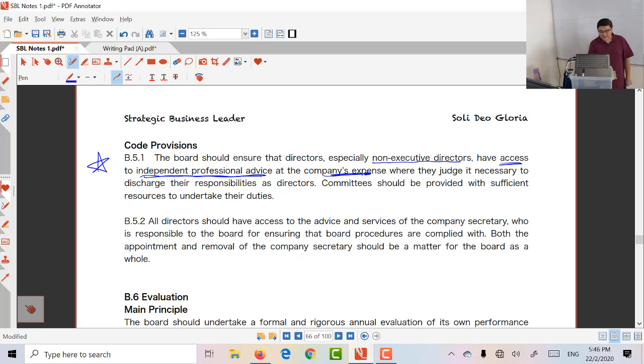Now, then they also say that directors should have access to the advice and services of the ComSec.